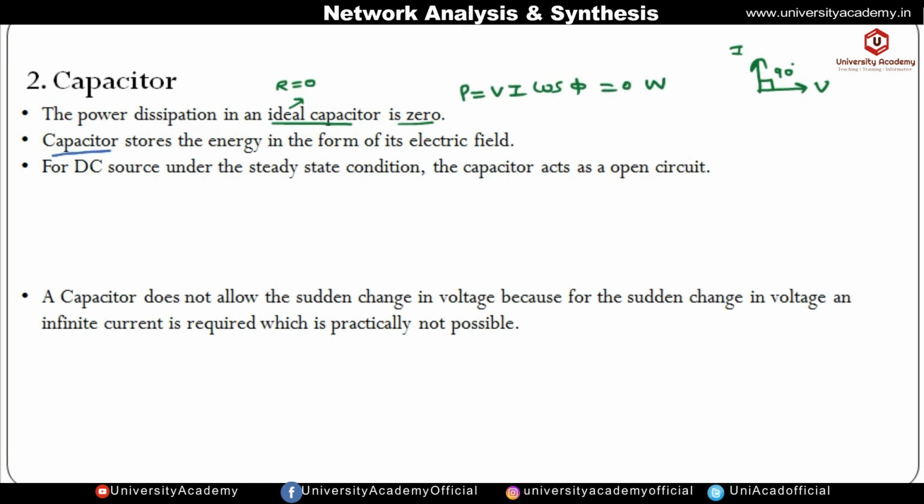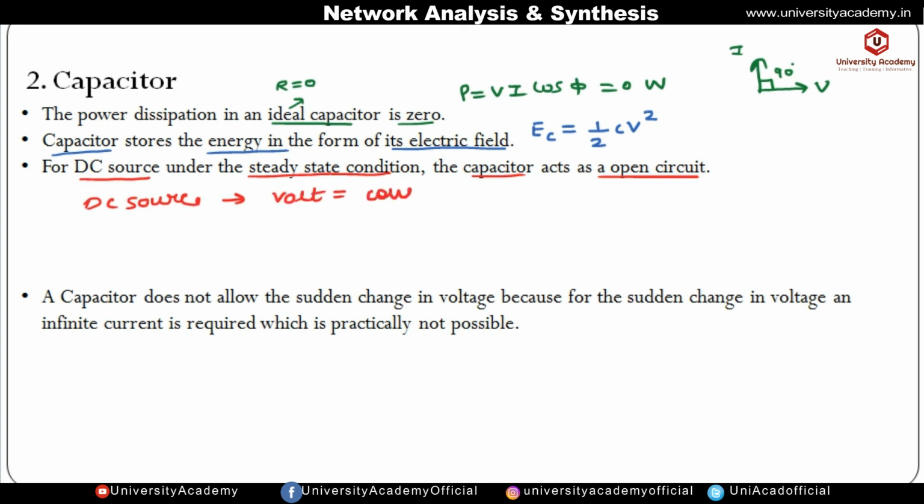Next point is the capacitor stores the energy in the form of electric field, and the energy stored in the capacitor is given by the formula half of C into V square. Similarly, for the DC source under the steady state condition, the capacitor will act as an open circuit. The inductor became a short circuit, but the capacitor under the steady state condition for the DC source will become an open circuit, because if we connect a DC source and the circuit is under the steady state, then the voltage will become constant.